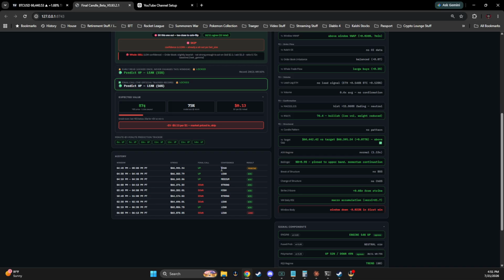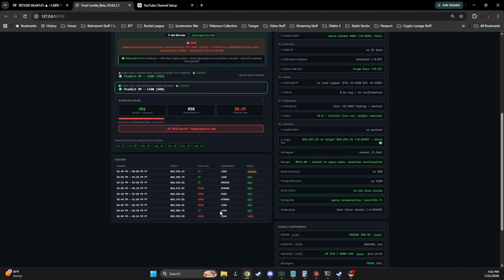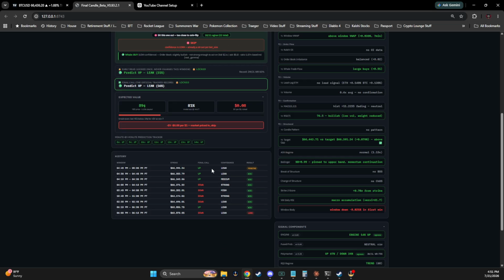So I was saying other signals. So you have lean, so you can see this is an old one from, I think, last night. But you have up lean 1, down lean 1, down strong. Strong is your strongest indicator, obviously. High 1, strong, medium, lean, lean. So you have lean, medium, high, and strong on each direction.